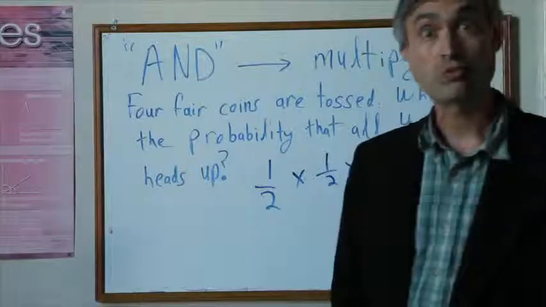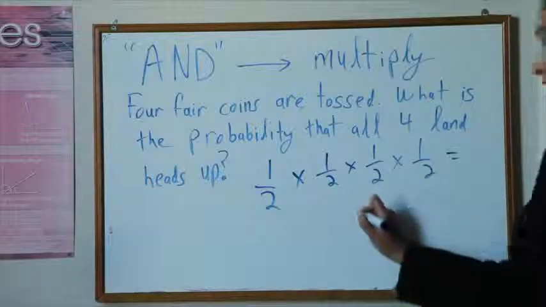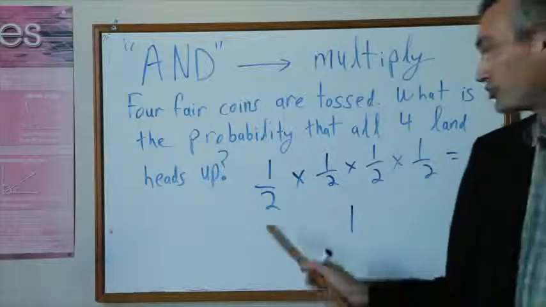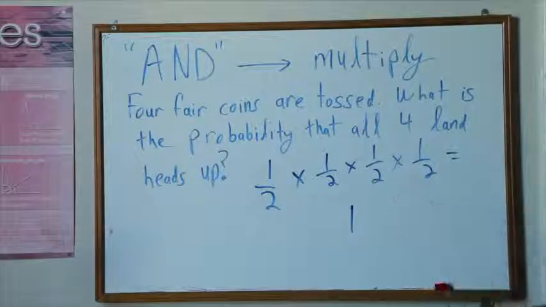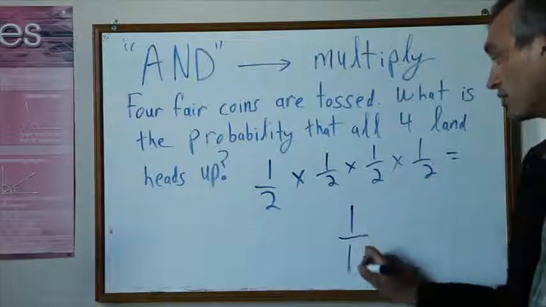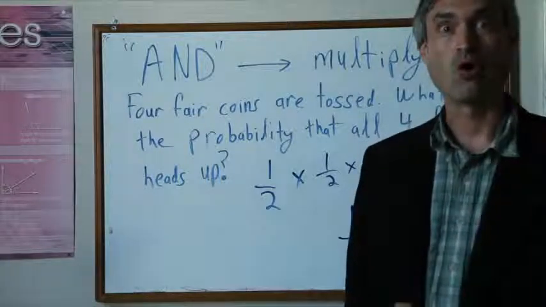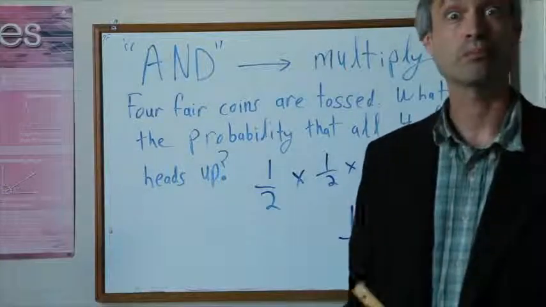We could then multiply these fractions by 1 times 1 times 1 times 1 on top, and 2 times 2 times 2 times 2 on the bottom. That would give you 4, 8, 16. There's a 1 in 16 probability that all 4 coins land heads up.